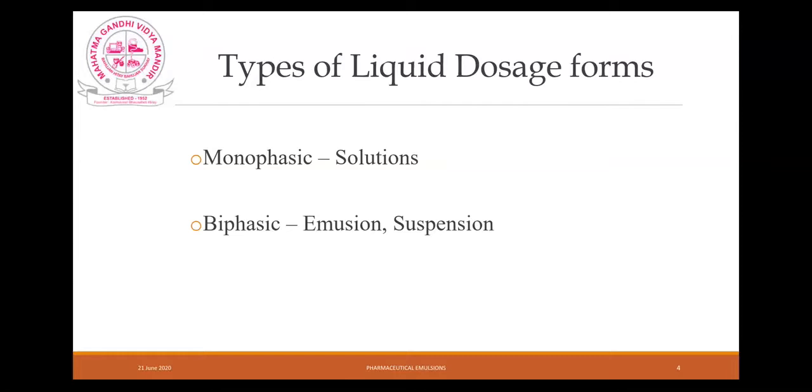The types of liquid dosage forms are monophasic dosage forms, of which solutions are the example, and another liquid dosage form is the biphasic liquid dosage form, where emulsions and suspensions are the examples of biphasic liquid dosage forms.